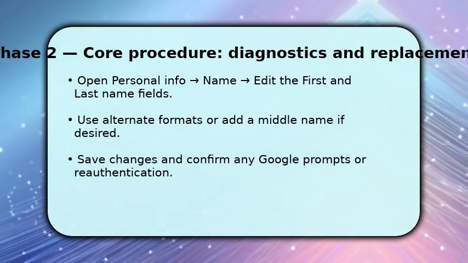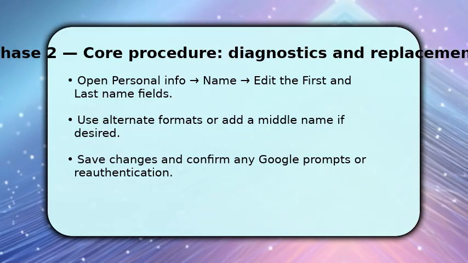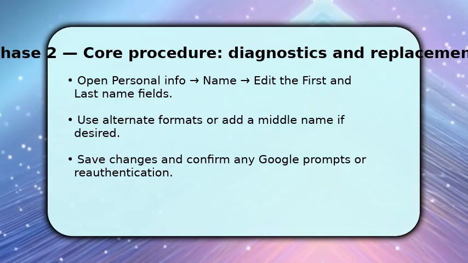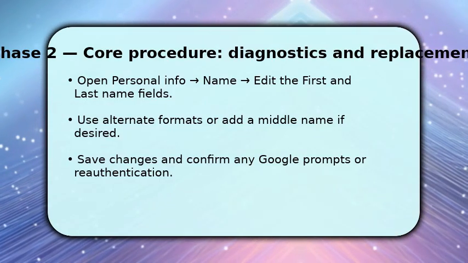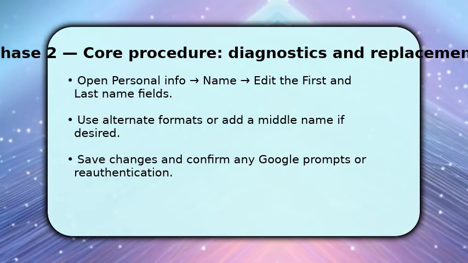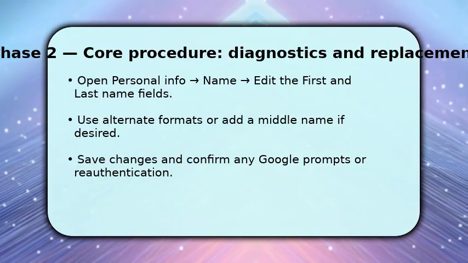Make sure to save and complete any reauthentication prompts. Google may ask for your password or two-step code. After saving, allow a few minutes for propagation. Emails you send later will show the new name in most clients.